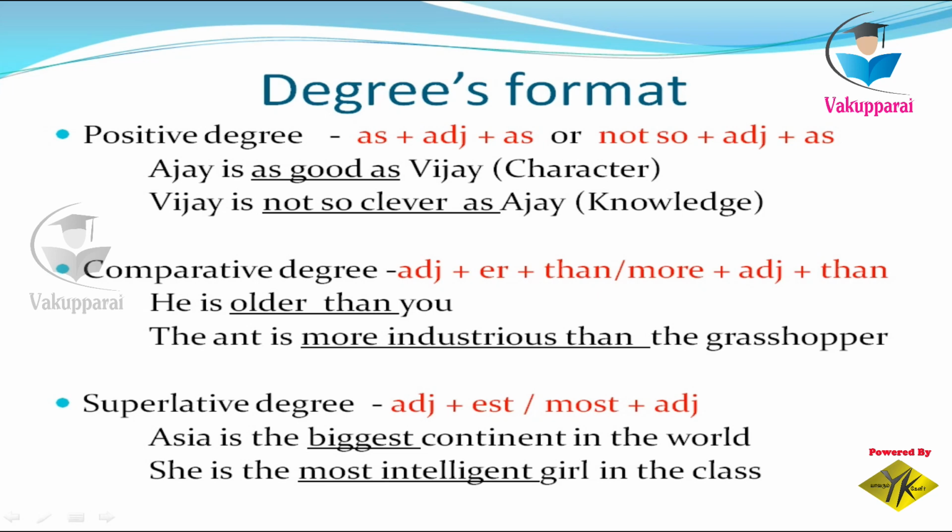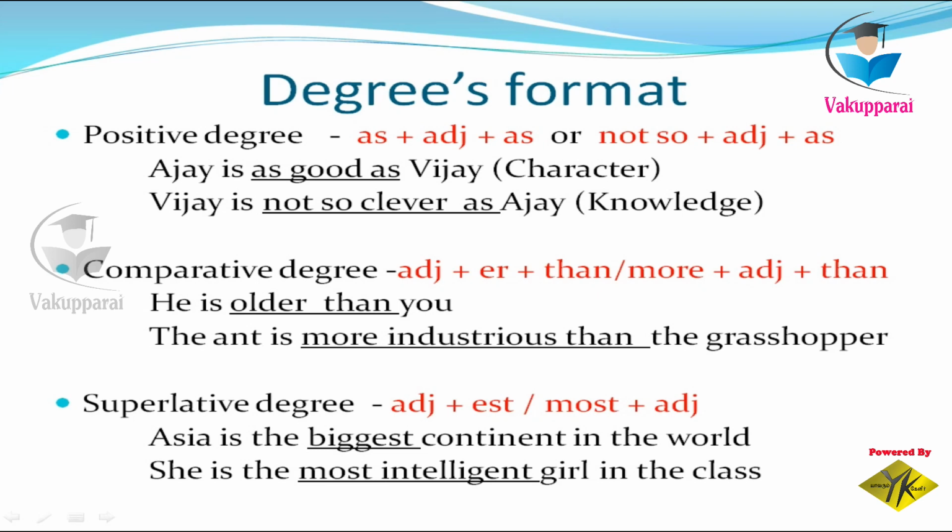Then the format of comparative degree should be written as adjective plus er plus than, or more plus adjective plus than. See, if the adjective has one or two syllables, we can add er and est to the term to form comparative and superlative degrees respectively. If it has more than two syllables, we cannot add er or est to the term. Instead, we have to use more or most to form the comparative and superlative degrees respectively.